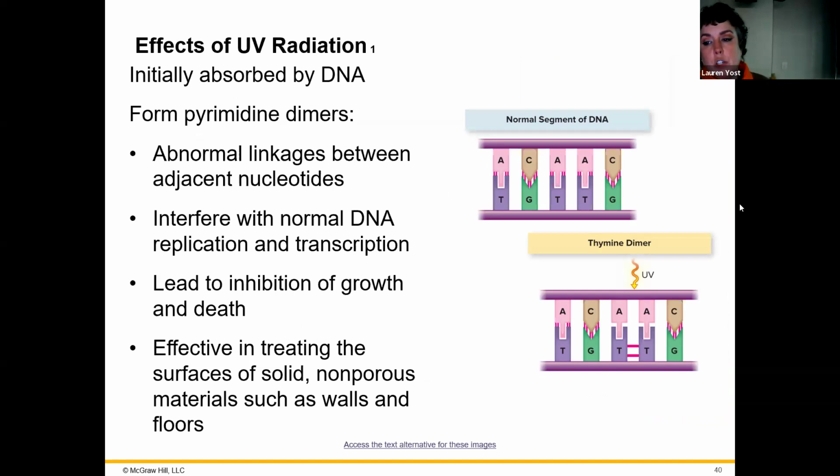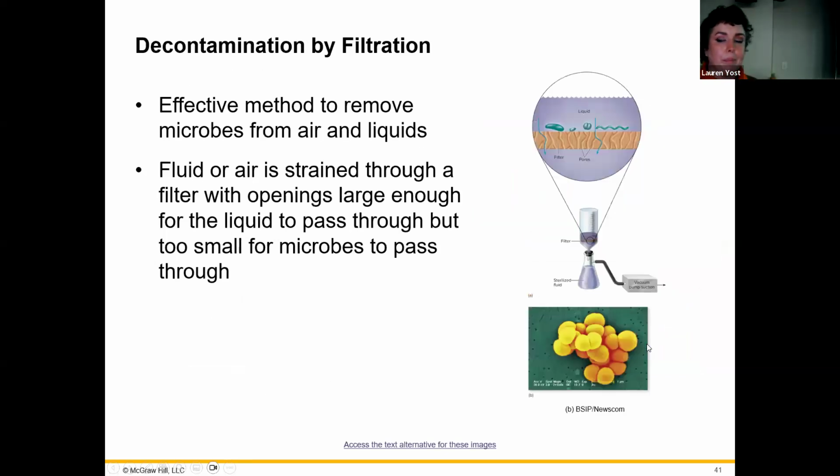This is just a little picture diagram showing what the thymine dimer would look like. We can see we're not creating the pink bonds between the A and the T, we're creating them between the two T's. It's actually a covalent bond that will form.